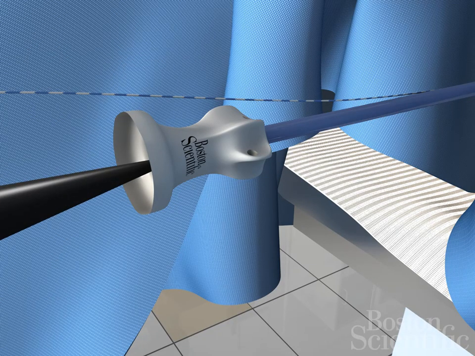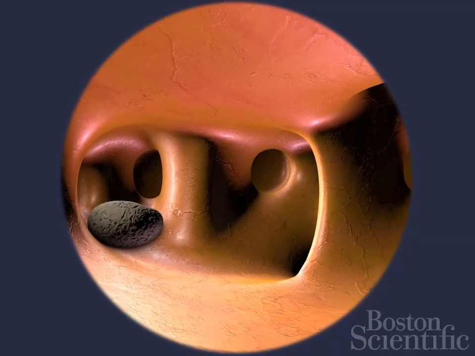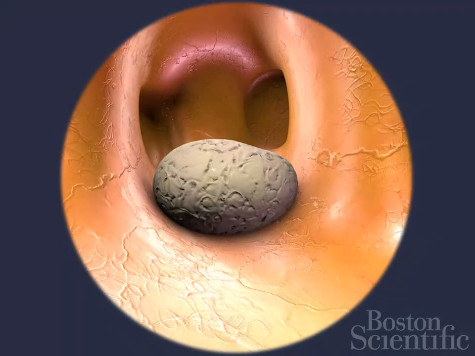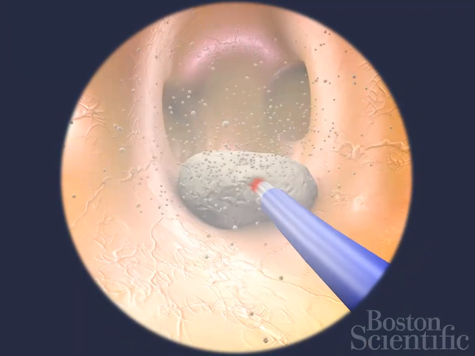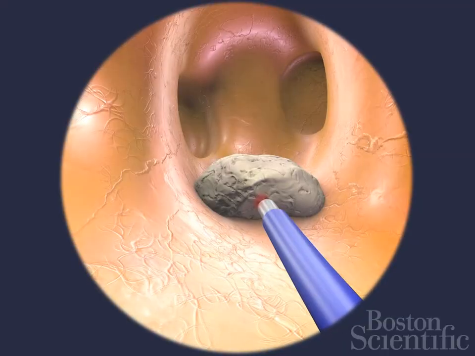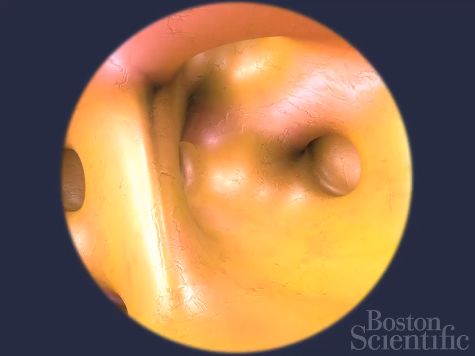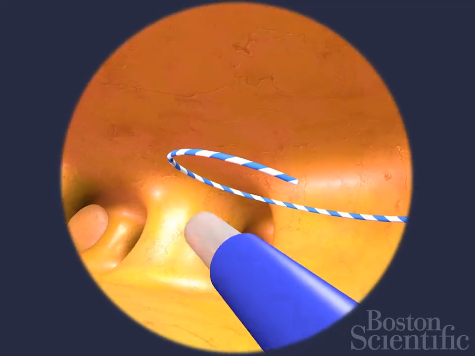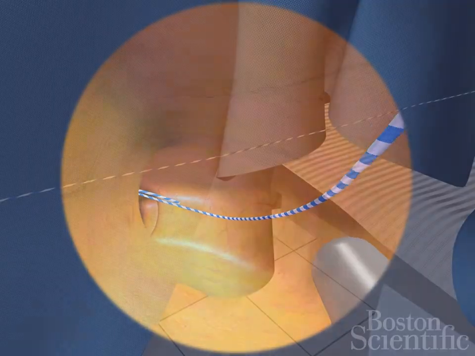Use the scope to search the kidney for the stone fragment. Insert the laser fiber through the working channel of the ureteroscope. Fire the laser at the stone until it turns into dust and washes away. Remove the laser fiber, flexible ureteroscope, and access sheath, leaving in the safety wire.